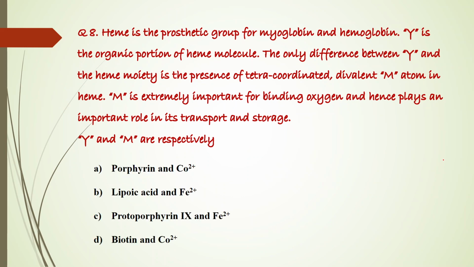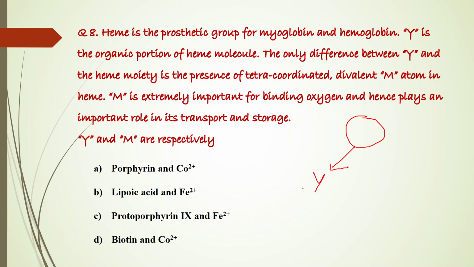Now read this carefully. The questions can be a bit long. You have to read this with patience, but the questions are actually very easy. The words are just there to confuse you a bit. So in question number 8, it states heme is a prosthetic group of myoglobin and hemoglobin. Fine. Y is the organic portion of the heme molecule. So we have a heme molecule. Y is the prosthetic group.